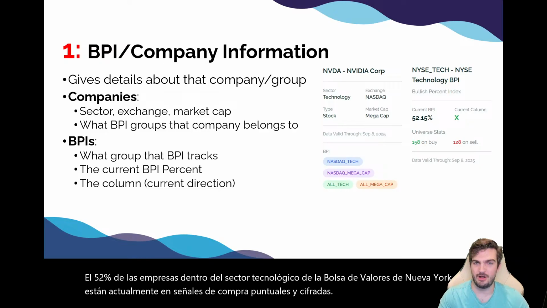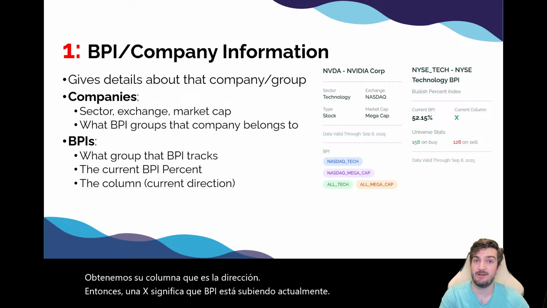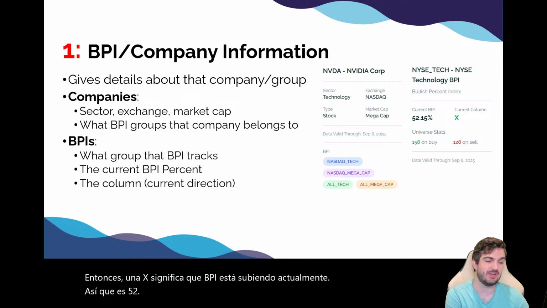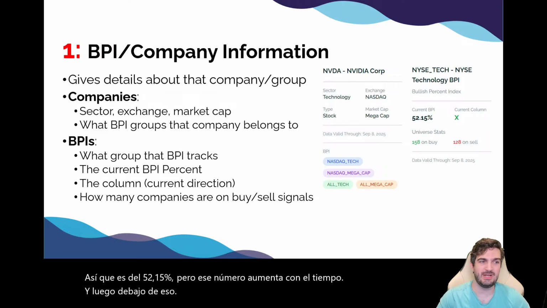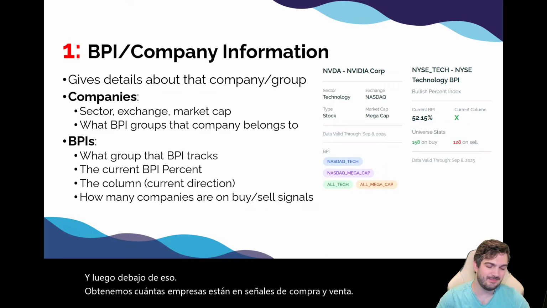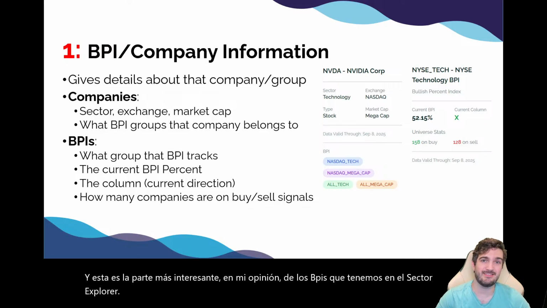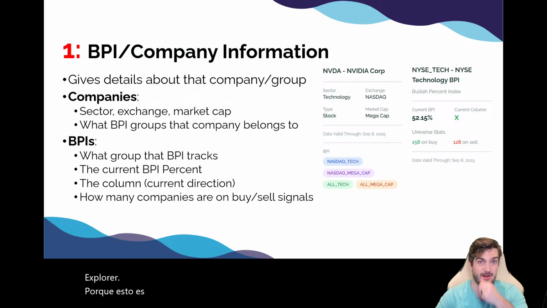We get its column, which is direction. So an X means that that BPI is currently going up. So it is 52.15%, but that number is increasing over time. And then below that, we get how many companies are on buy signals and sell signals. And this is the most interesting part, in my opinion, of the BPIs that we have on the Sector Explorer, because this is something that many other places that offer BPI don't include.